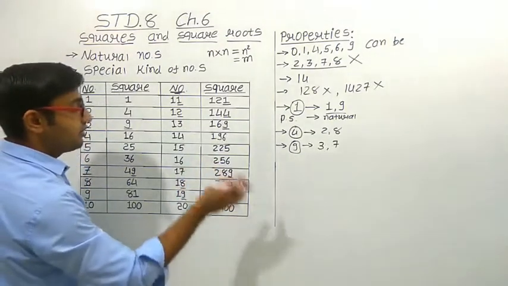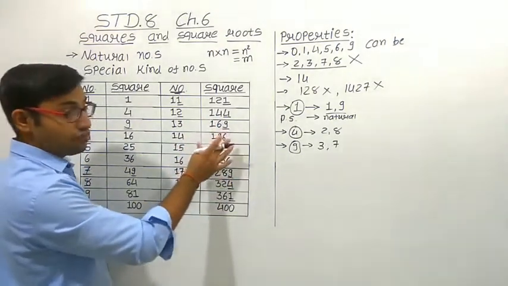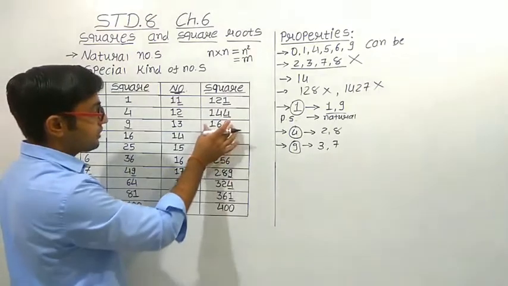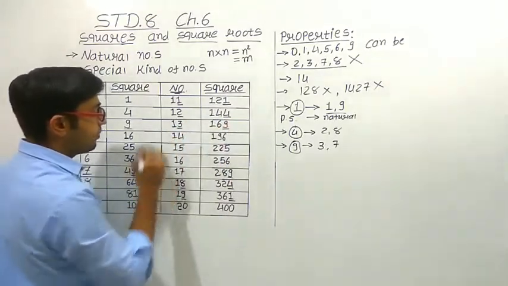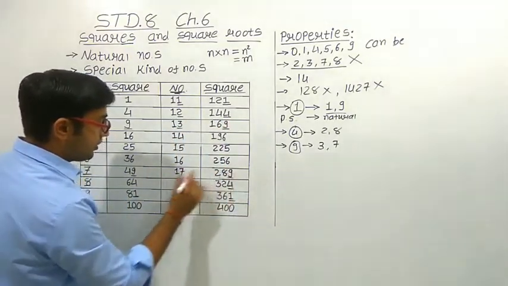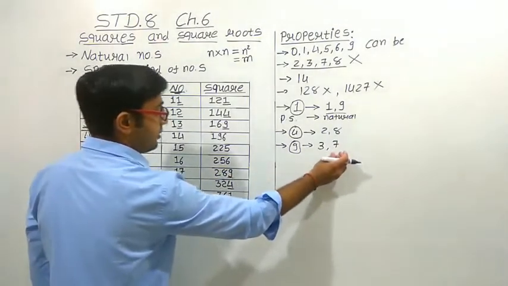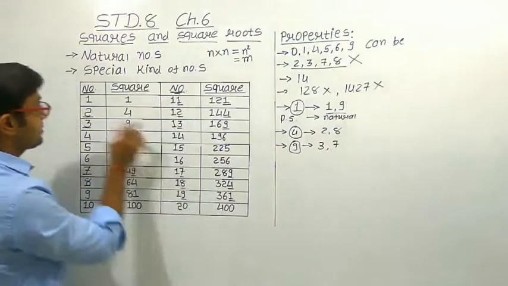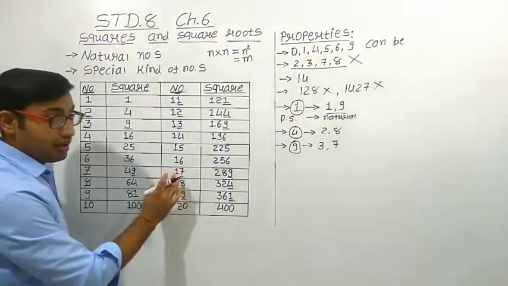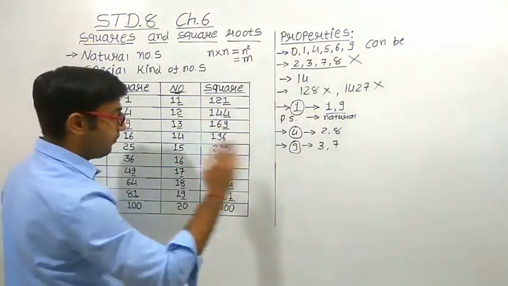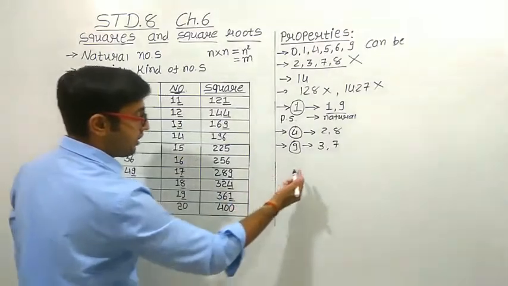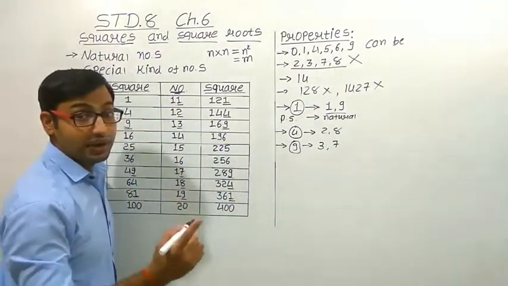Here you can notice 9 is at the unit place, and which number's perfect square is this? 13. The unit place number is 3. Here the unit place number is 7. So whenever there is a 3 or 7 at the unit place of any natural number, then if we do the square, we get 9 as the unit place.